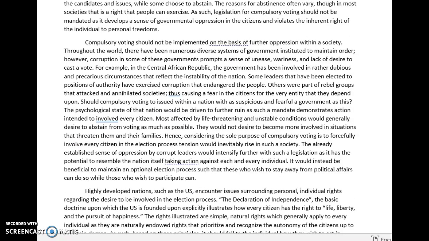Body number 1. Compulsory voting should not be implemented on the basis of further oppression within a society. Throughout the world, there have been numerous diverse systems of government instituted to maintain order. However, corruption in some of these governments prompts a sense of unease, weariness, and a lack of desire to cast a vote. For example, in the Central African Republic, the government has been involved in rather dubious and precarious circumstances that reflect the instability of the nation. Some leaders that have been elected to positions of authority have exercised corruption that endangers the people.